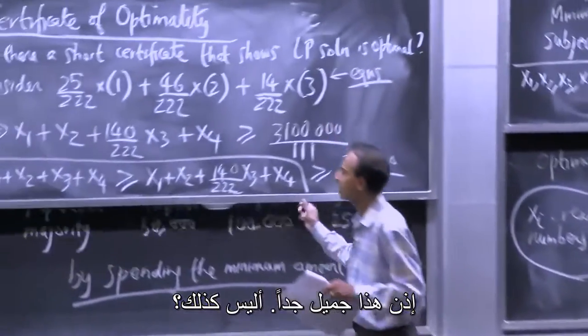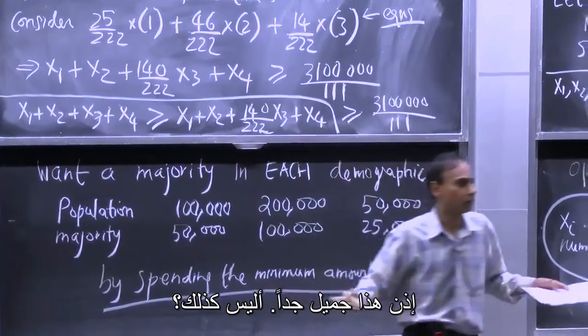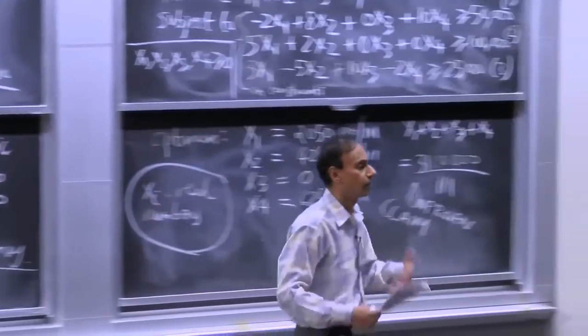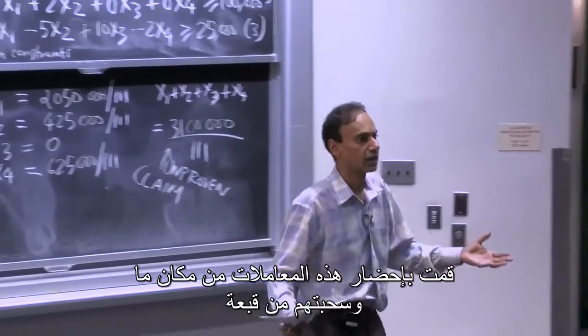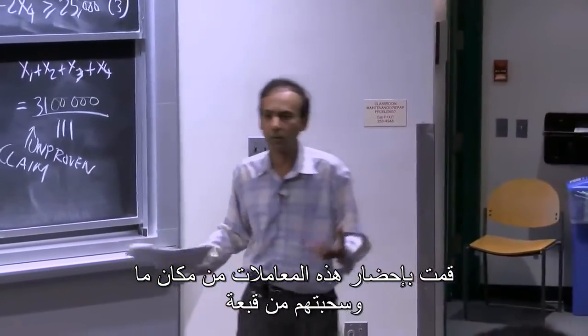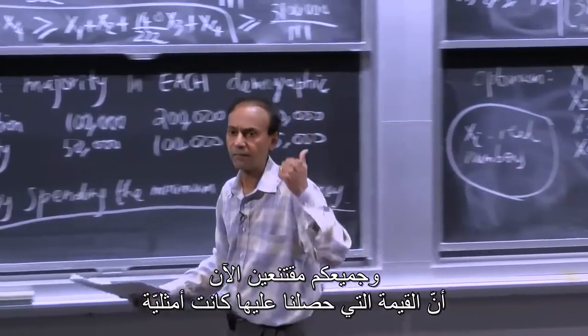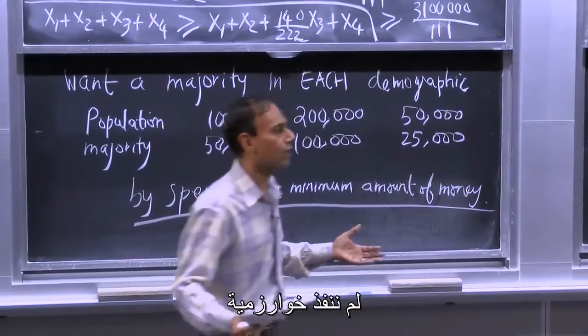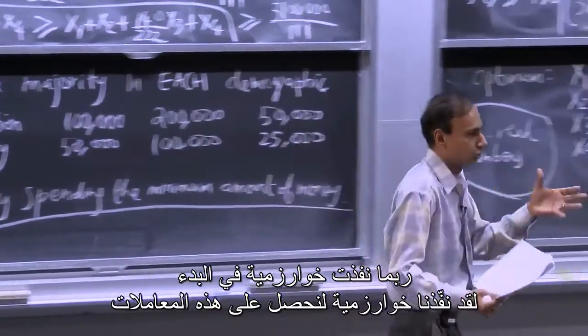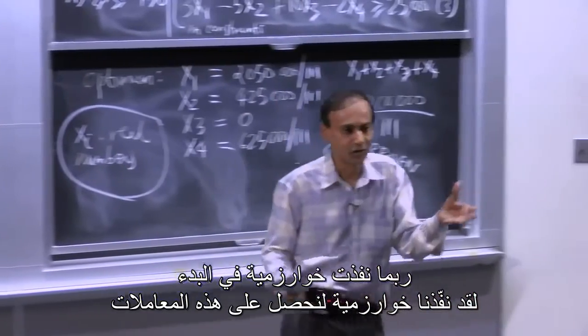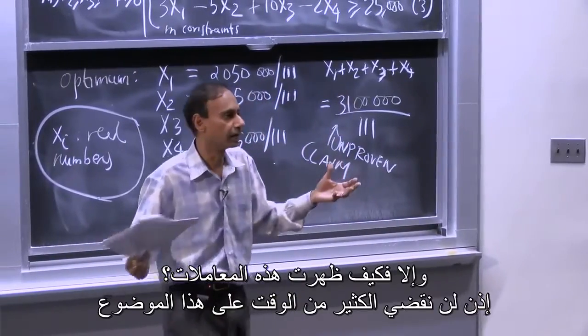So that's pretty cool, right? Just cooked up these coefficients from somewhere, pulled them out of a hat. You're all convinced now that the value we got was optimum. Did not run an algorithm. Maybe I ran an algorithm. Of course, you ran an algorithm to get those coefficients, right? How did those coefficients appear?